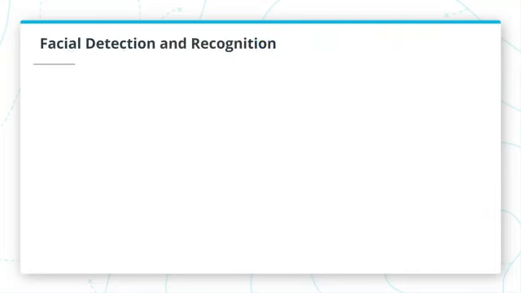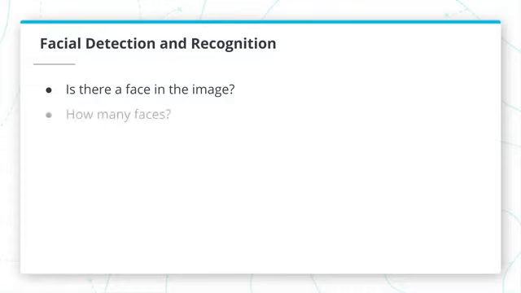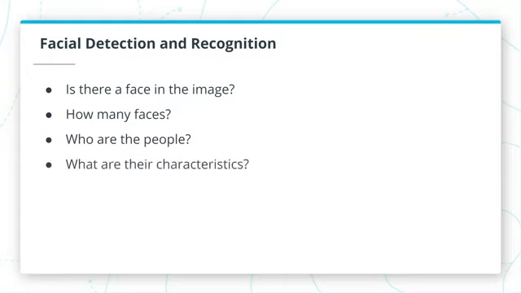The fifth scenario for computer vision is facial detection and recognition. Given an image, we might first ask, is there a face in the image? And once we identify that there is a face, we naturally would like to know more. How many faces are in this image? Who are the people those faces belong to? And what are the characteristics of the people in the photo?